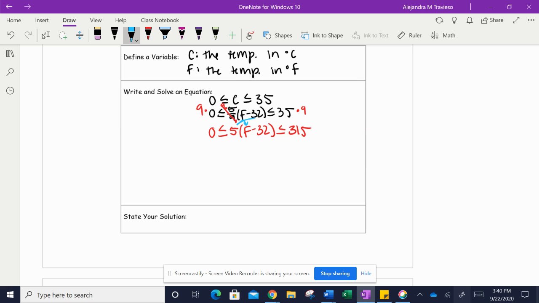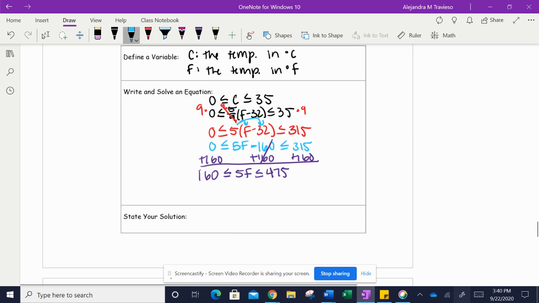I'm then going to distribute out. So we're going to have 0 is less than or equal to 5F. Oops, that is not an F. 5F minus 160 is less than or equal to 315. Now I'm going to add 160 to all sides. So 160 is less than or equal to 5F, which is less than or equal to 475. And divide everything by 5. So we're going to have 32 is less than or equal to F, which is less than or equal to 95. So state my solution.